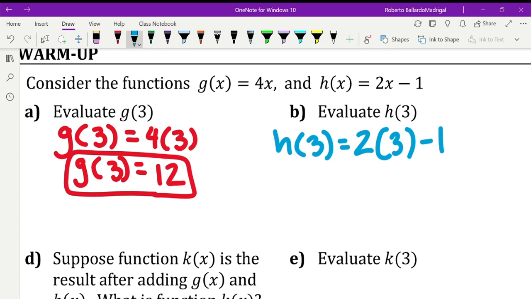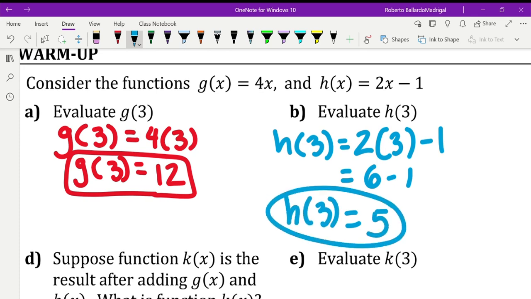All right. So what do we get? H of 3 is going to equal how much? 2 times 3 is 6. 6 minus 1 is 5. Very good. So 6 minus 1 is equal to 5. H of 3 is equal to 5. How are we doing so far? We got these correct? All right. So on the quiz Friday, you're going to see questions like these. You better get them right because they're easy.